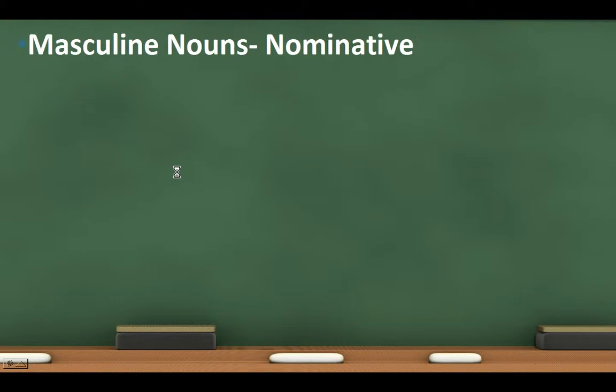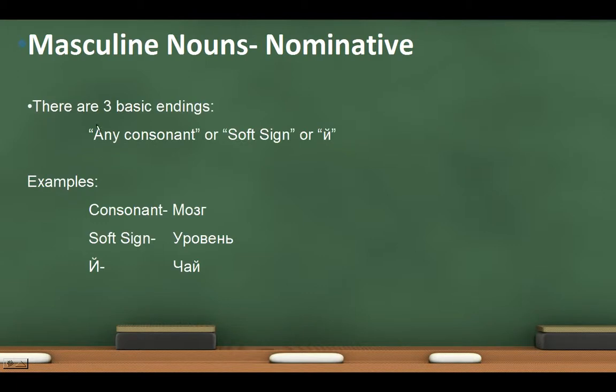Okay, so let's go into masculine nouns. Let's look at the nominative of masculine nouns. If you look up in the dictionary and you want to know if it's masculine, this is what you would look for. There are 3 basic endings: basically any consonant, a soft sign, or the kratkoya. Here are some examples. If it ends in a consonant, like a g, then it's masculine. If it ends in a soft sign, a lot of times it's masculine, but not always. And if it ends in an ikratkoya, then it's masculine. These are examples right here. Mozg is masculine. It means brain, or it can sometimes mean the marrow in your bones. Urovyen means level, and it has the soft sign. And then chai is another example ending in ikratkoya.